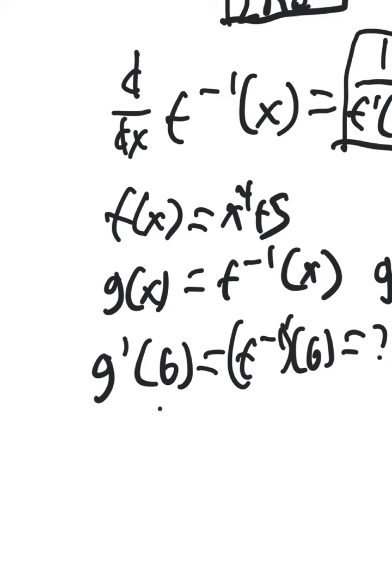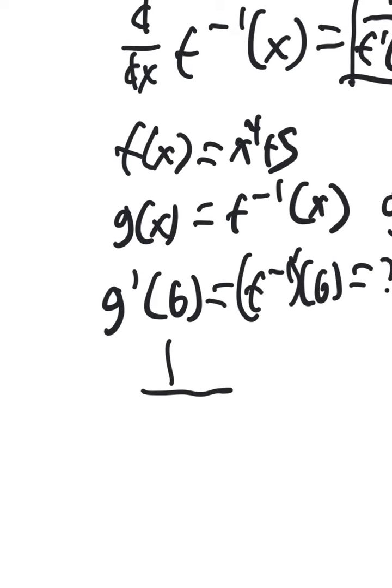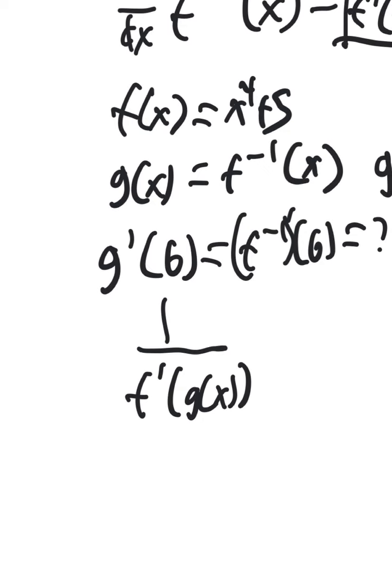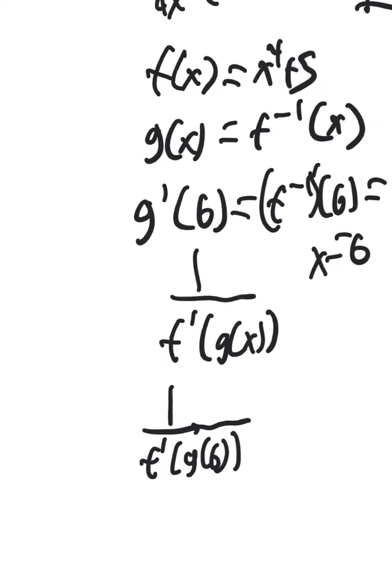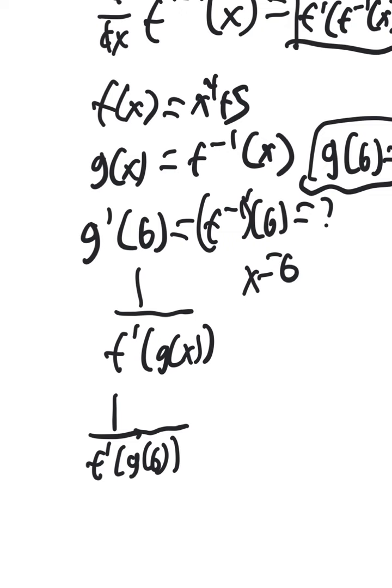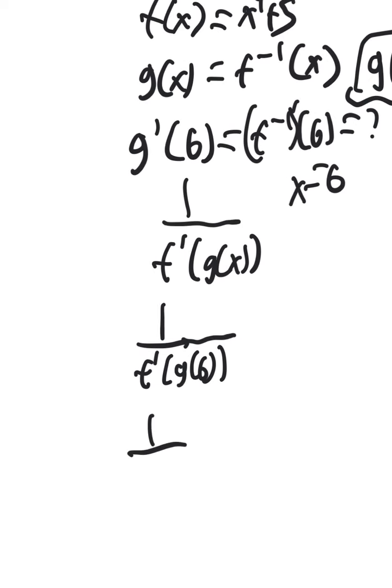So then we have 1 over f prime of g of x. We know we're looking for g prime at 6, so we can plug in x equals 6. Then we have 1 over f prime of g of 6. Because we're given g of 6 in the problem right over here, we can just plug that in. So then we have 1 over f prime of 1.